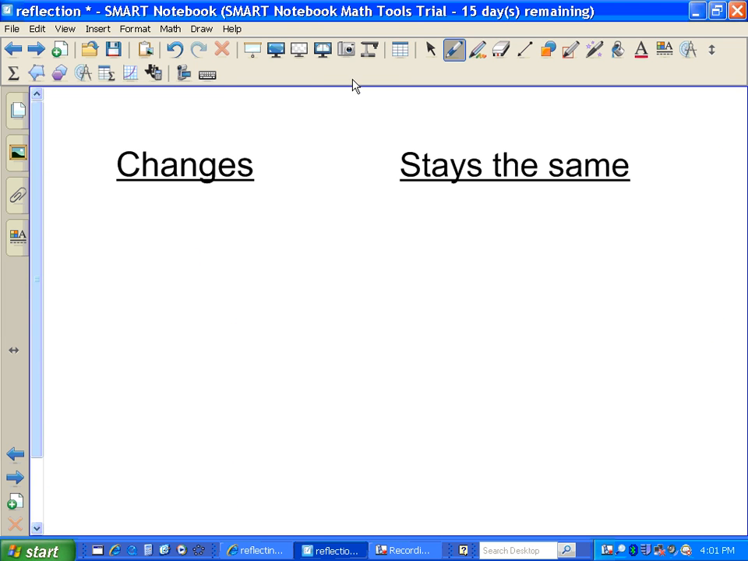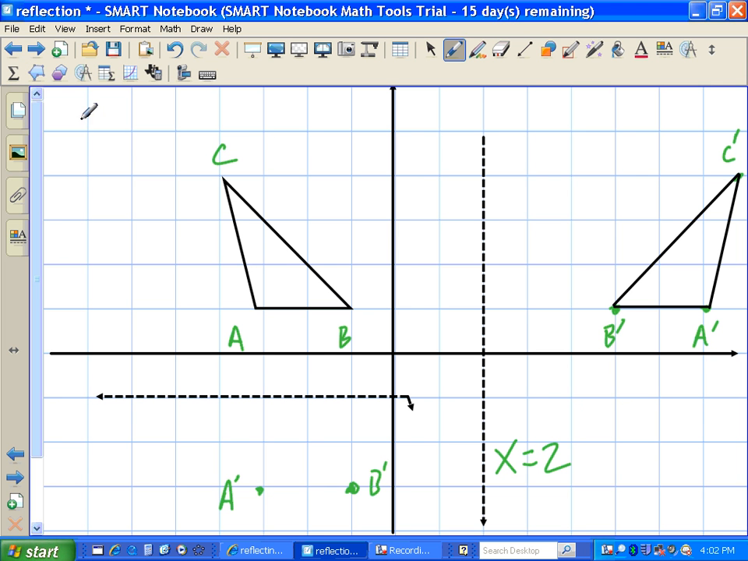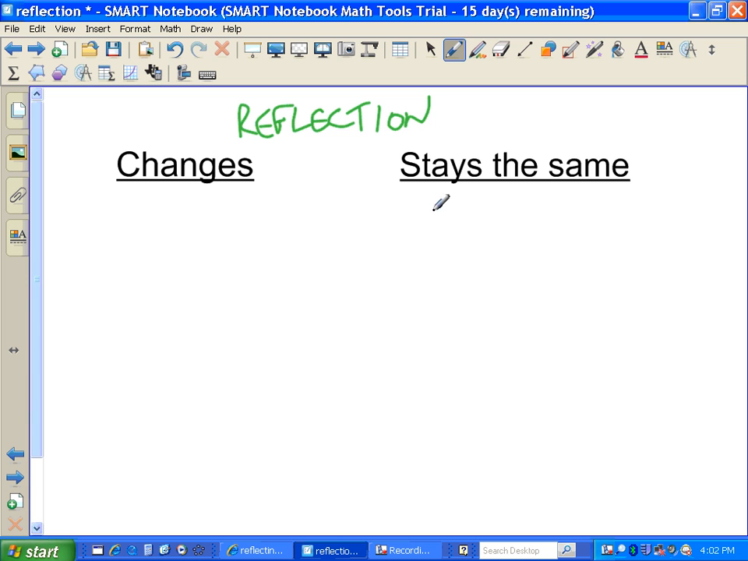So the thing that we've been keeping track of as we go is what changes when we do a reflection, or any transformation, but today it's reflection, and what stays the same. Let's start with what stays the same. Do the lengths of my sides change when I do a reflection? No. So my lengths stay the same. If it was 2 inches before, it's 2 inches afterwards.